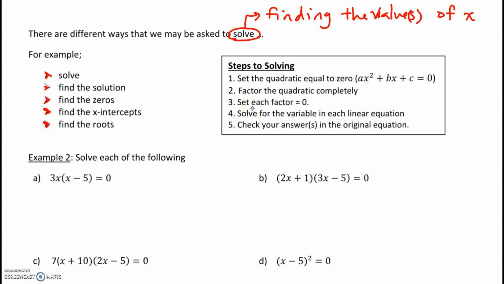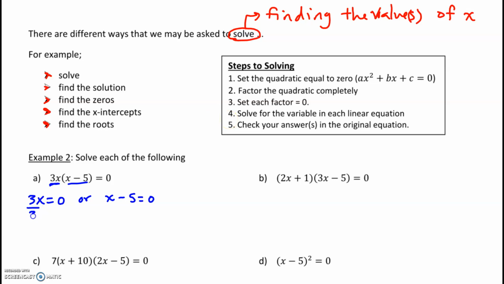Set each factor to 0. And this is what we did in our last unit. So we know that 3x has to equal 0 or x minus 5 equals 0. Okay, so we did step 3. Now we're on to step 4. Solve for the variable in each linear equation.